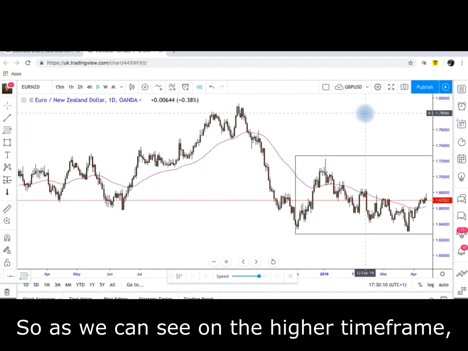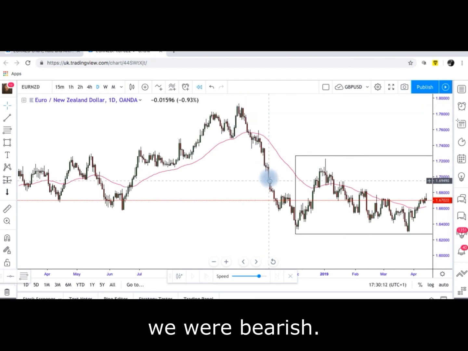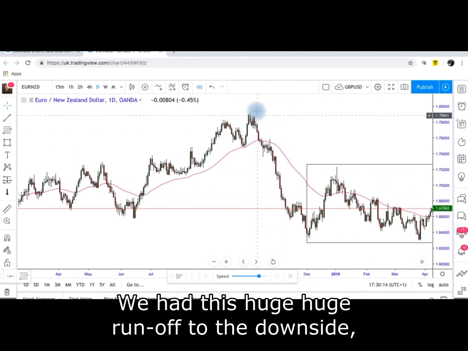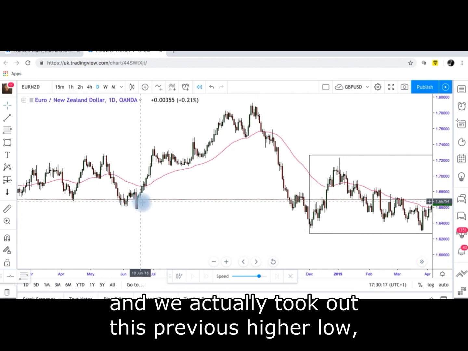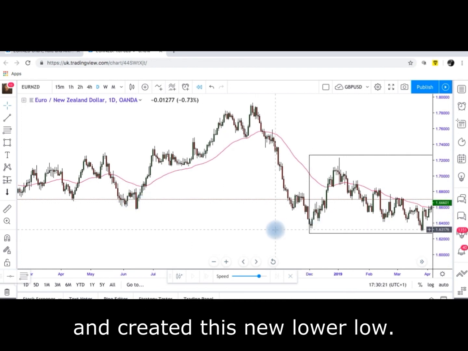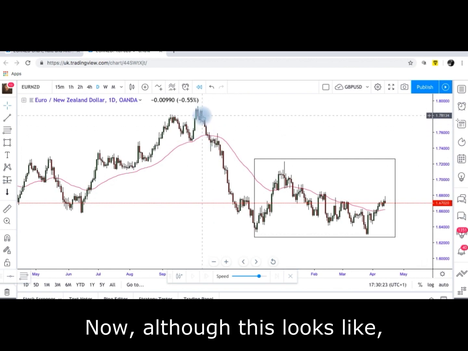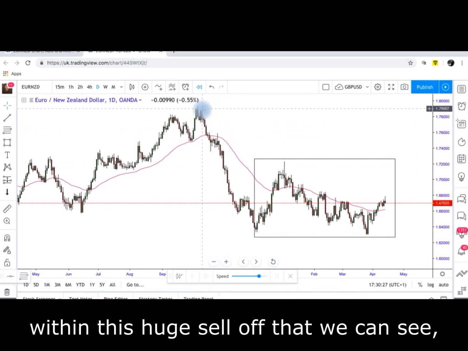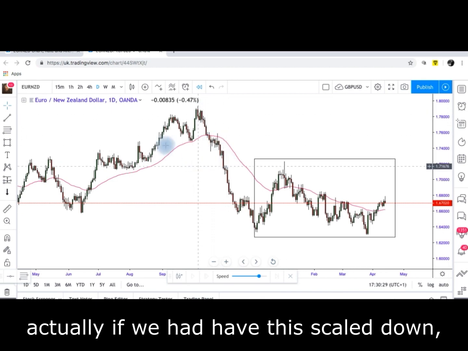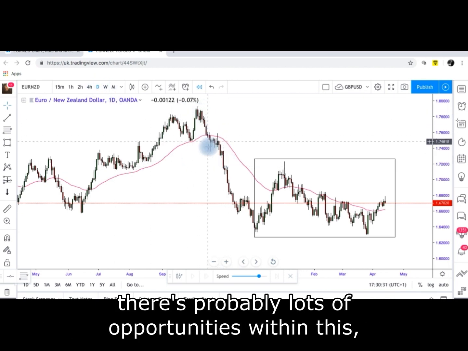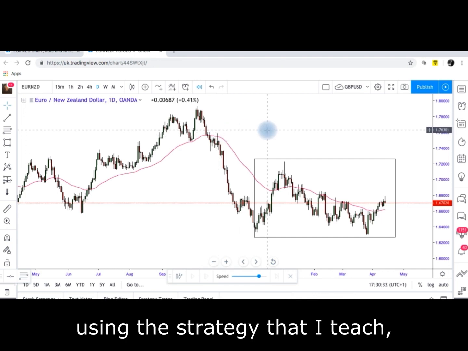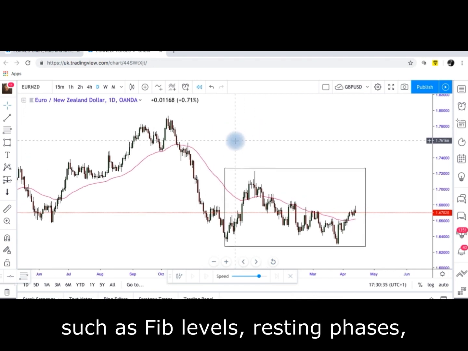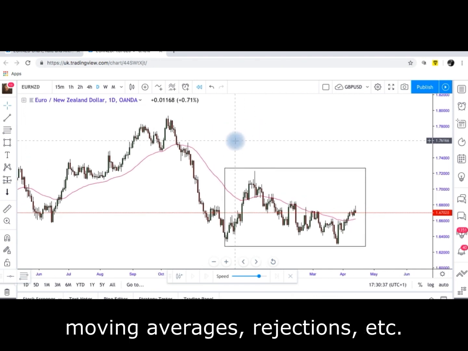As we can see on the higher time frame, we were bearish. We had this huge runoff to the downside, and we actually took out this previous higher low and created this new lower low. Although it looks like there weren't any opportunities within this huge sell-off, actually, if we had scaled down, there are probably lots of opportunities within this, using the strategy that I teach, such as fib levels, resting phases, moving averages, rejections, etc.